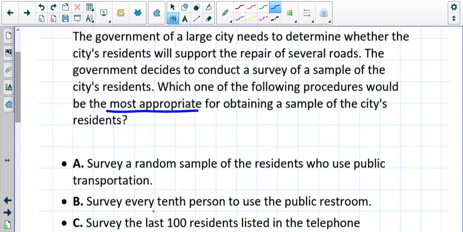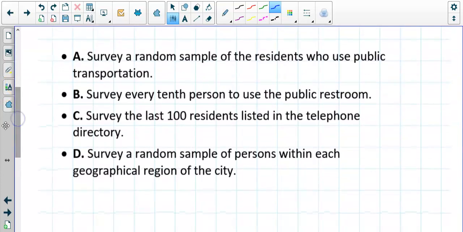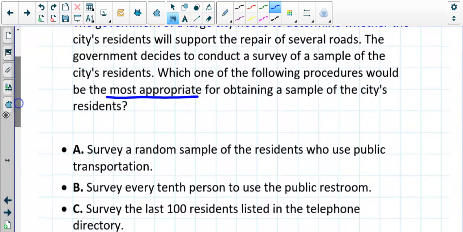So as you look at this, let's take a look. It says a survey. So we're going to survey a random sample of residents who use public transportation. Well, I don't think that's going to do us any good because technically those that use public transportation aren't driving, so why would they care one way or another about the repair to several roads?